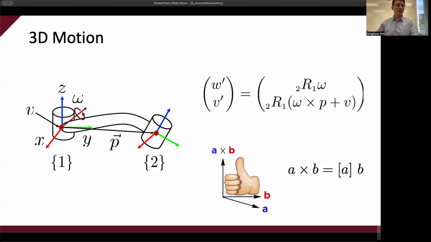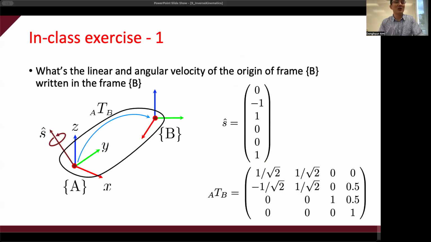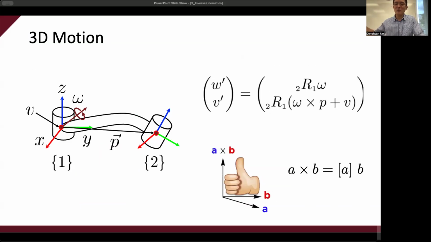What is your confusion? Okay. Does anyone need more explanation about this one, the linear velocity part?